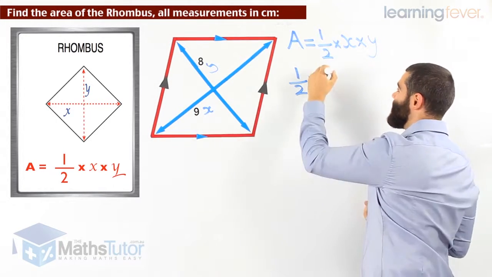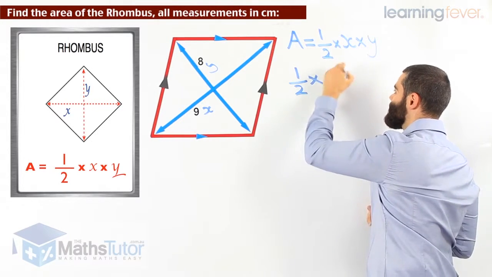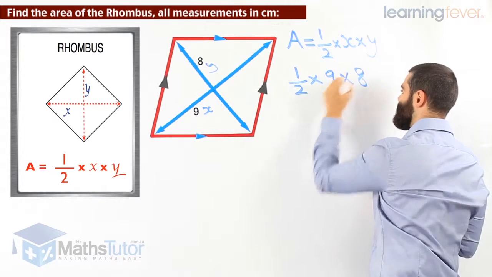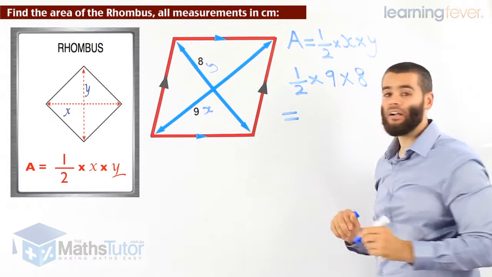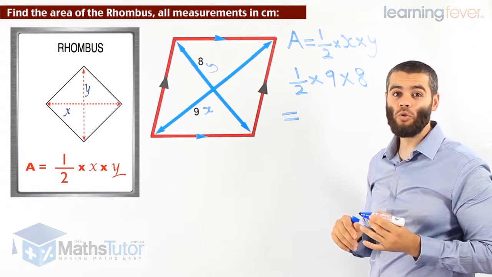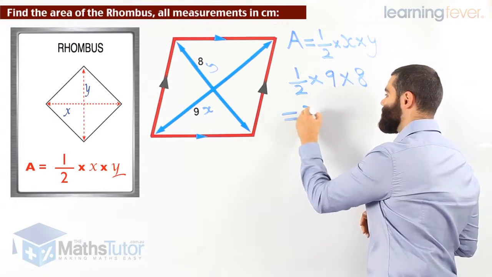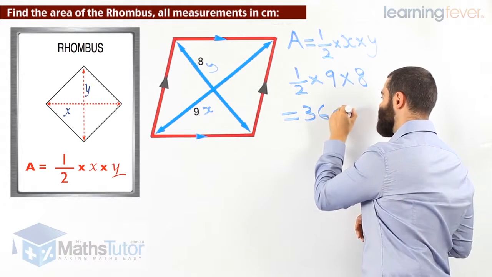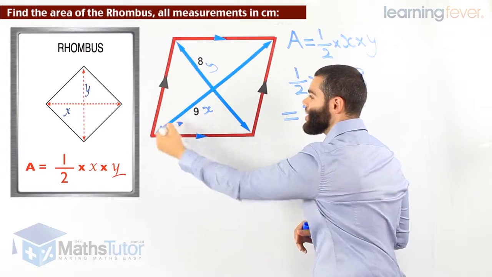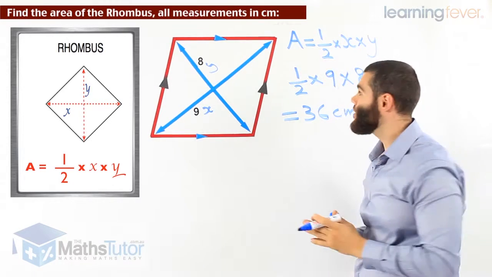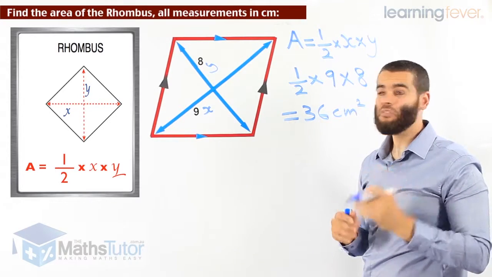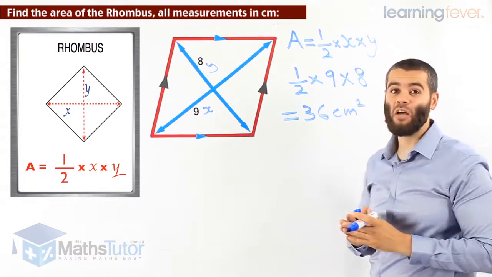It doesn't really matter. We'll call this one x and we'll call this one y. Half times x, x is 9 and y is 8. You can grab your calculator. Half times 9 times 8. We know 9 times 8 is 72. Half of that is 36 square centimeters. So the area, everything inside the rhombus, is 36 square centimeters. We use the formula half times x times y.